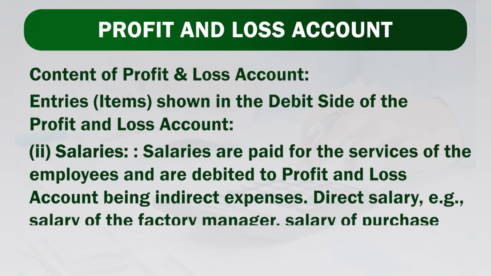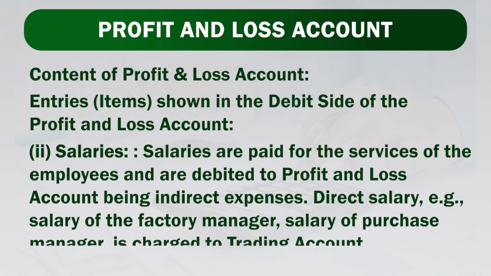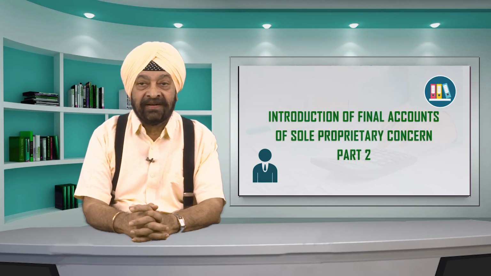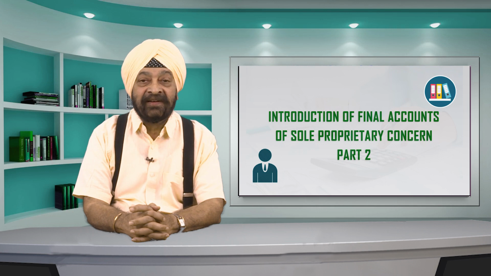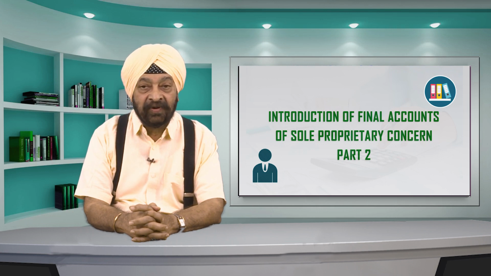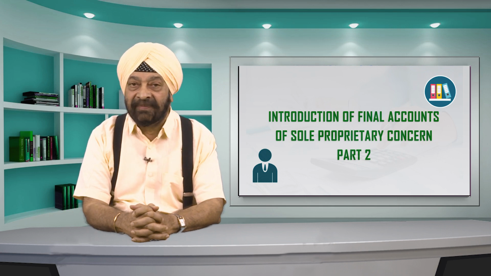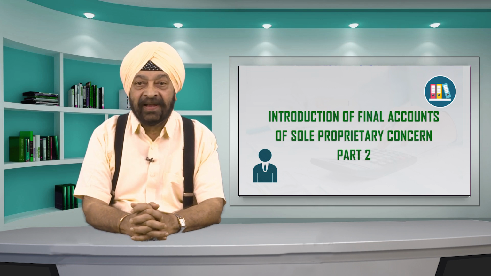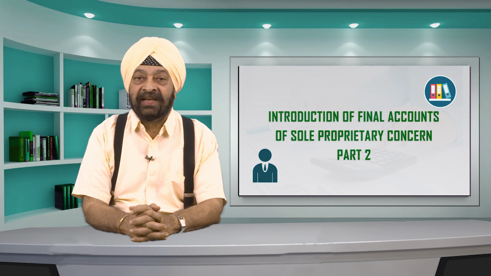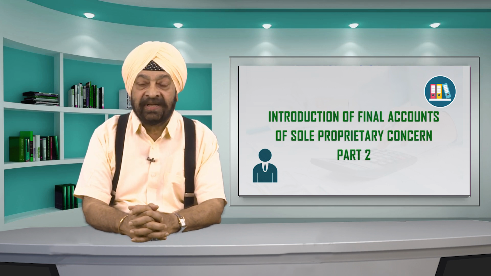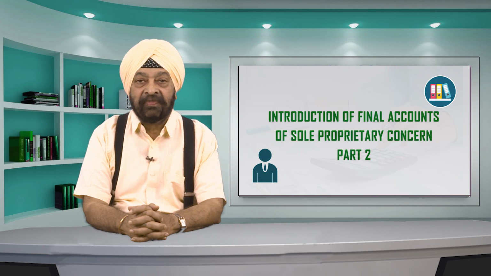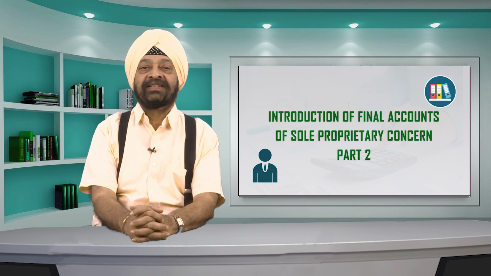Now see here, direct salary, for example, salary of the factory manager, salary of purchase manager is charged to trading account because it is a direct expense. Sometimes a combined account titled salaries and wages account is maintained in the books. See here how it is to be recorded. Salaries and wages account is debited to profit and loss account, considering it to be indirect expense, being salaries paid to office staff. But on the other hand, if account maintained is wages and salaries account, it is transferred to trading account, considering it to be direct expense being paid to manufacturing and or trading staff.